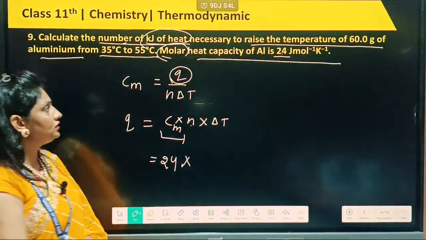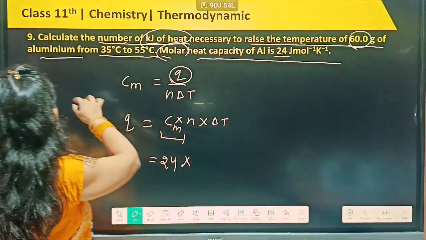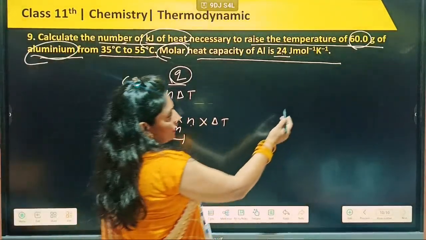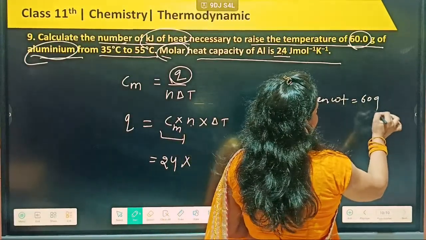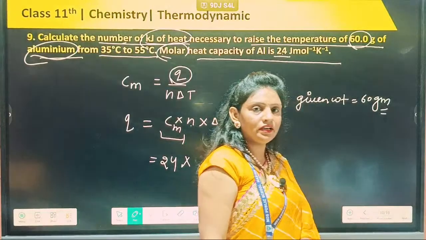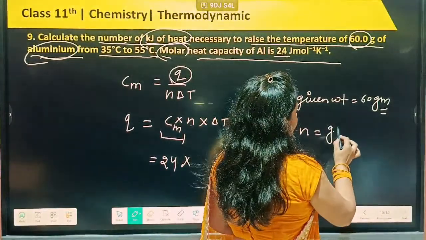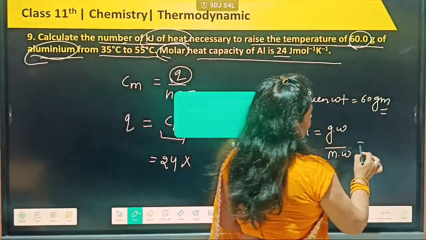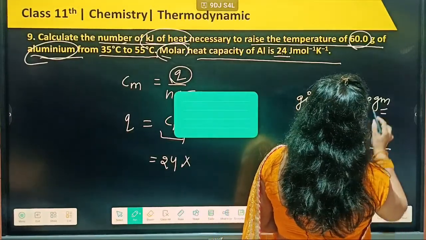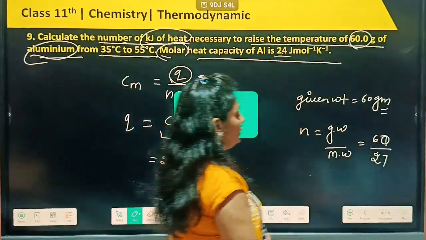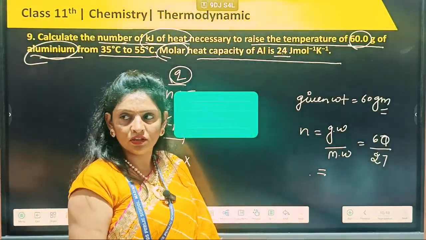How can we calculate n? Here 60 gram of aluminium is given. So given weight is 60 gram for aluminium. So you can calculate number of moles. How can you calculate? Given weight by molecular weight. Given weight is 60 and molecular weight will be 27. So from here you can calculate the number of moles. Clear or not?